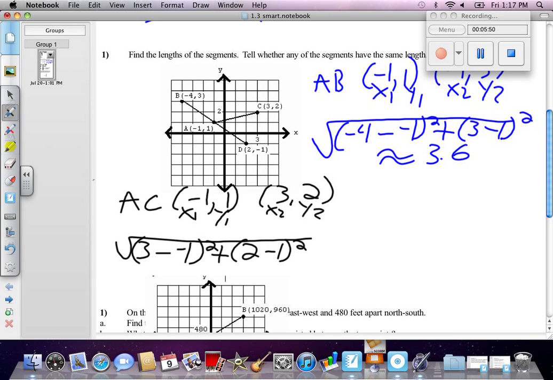Yes? Can you please explain how you got to AB? I fell behind. We have to find the distance between A and B, between A and C, and between A and D. What we're using, do you see that distance formula above? I'm saying what x1 and y1 are, what x2 and y2 are, and then I just stick it in that formula.